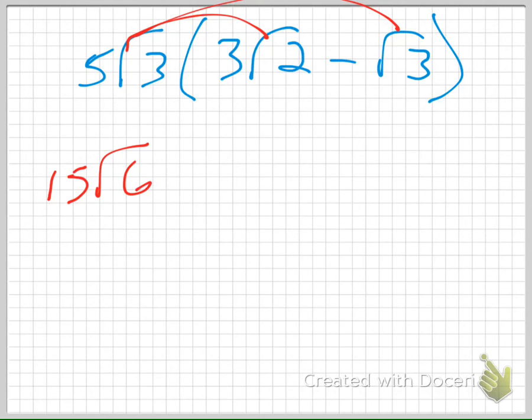And then we go this times this, which is now a minus. What is 5 times the square root of 3 times negative square root of 3? Well, what is 5 times square root of 3 times square root of 3? What is square root of 3 times square root of 3? Square root of 9, which is 3, minus 15.